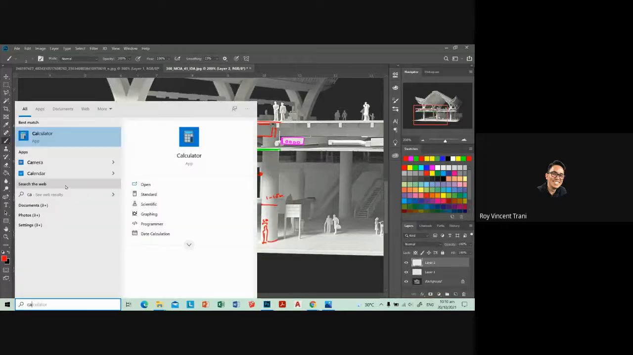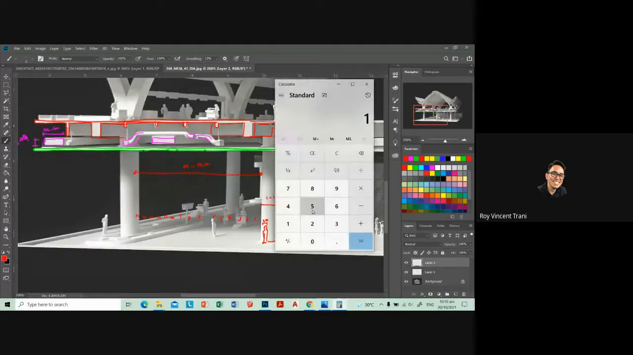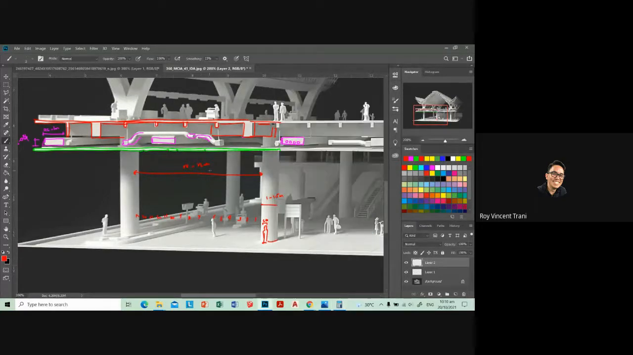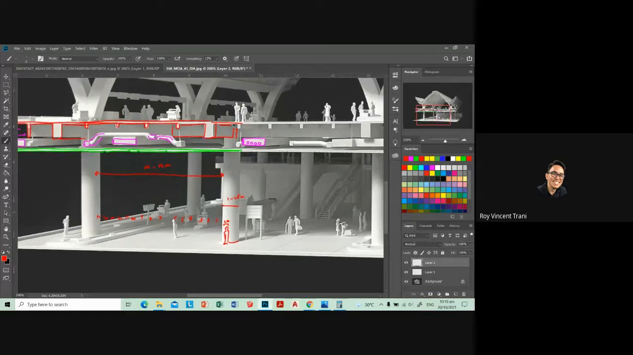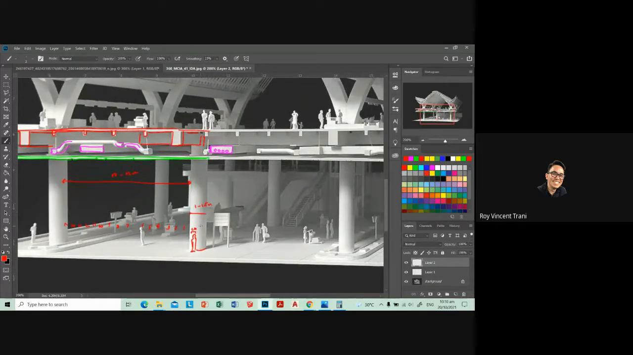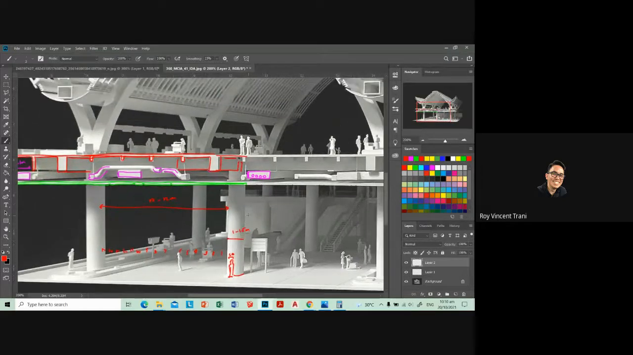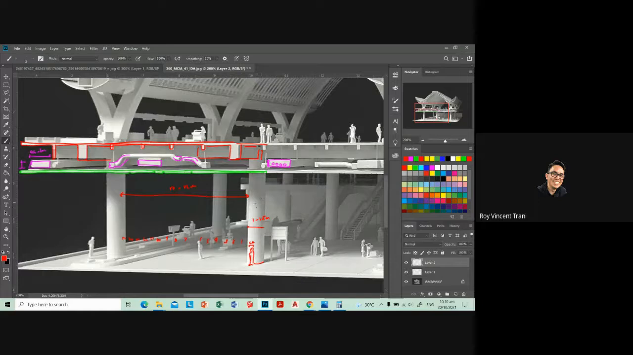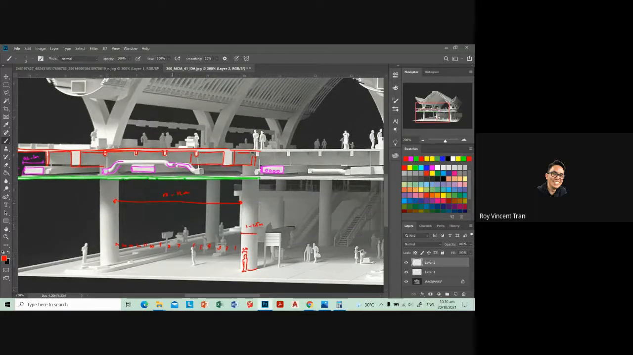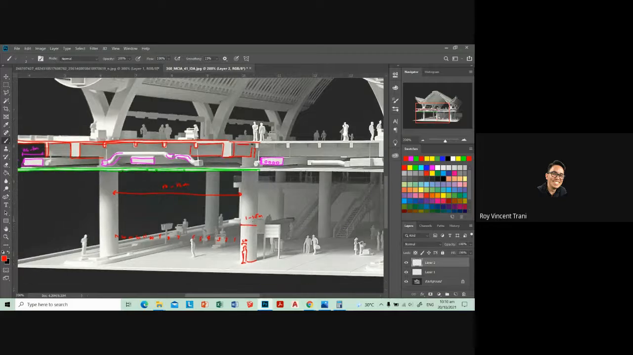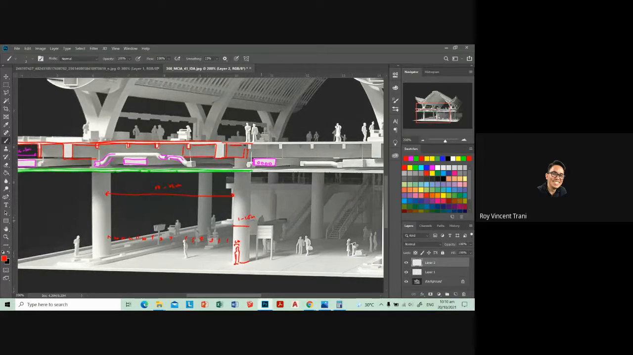So calculator, 15 times 0.6. Yeah, so about 9 meters. So definitely 10 to 12, depending on the perspective. So that's how big your column should be. When you design your schools, make sure that the span reflects in your columns, or the column reflects the span. So if you have a span of 10 meters, very obviously your column should be about 1 meter thick.